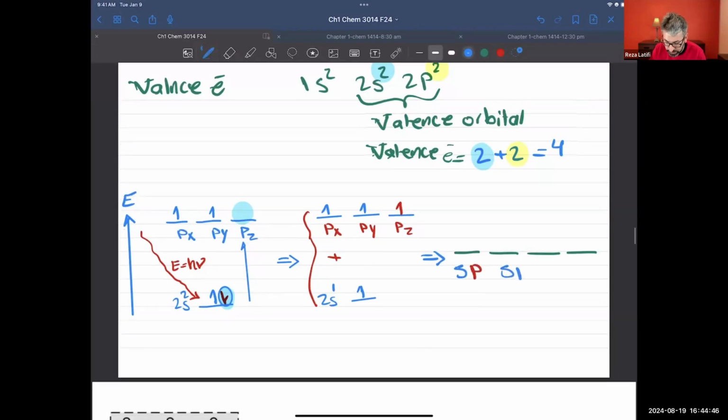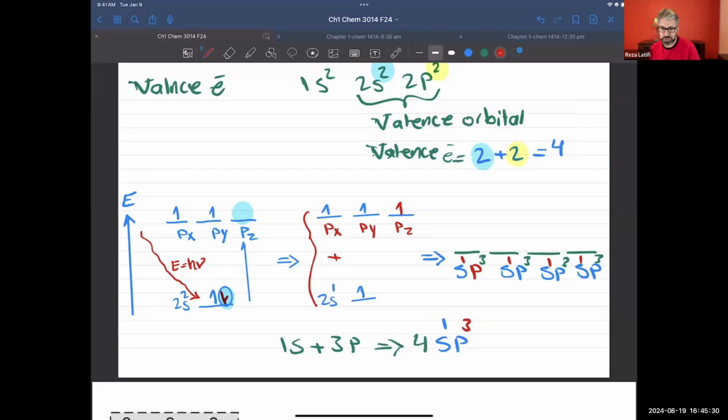So I'm going to say sp. How many from s did I use? Just 1 orbital, so I write s1. How many from p did I use? 3 of them, so I write p3, to show that I'm using 3 from p and 1 from s. I mixed 1 from s and 3 from p, and got 4 hybrid orbitals. Each orbital has 25% s character and 75%, 3 out of 4, p character. Totally, I got 4 singly occupied orbitals, so each orbital has 1 electron in it.